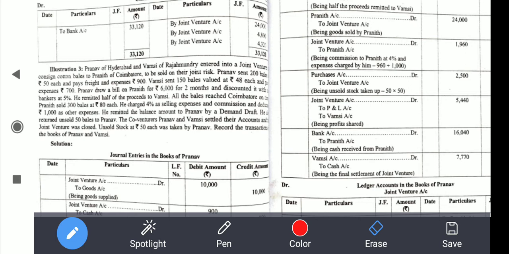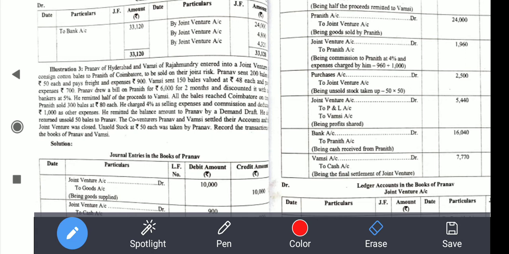Pranith sold 300 bales at 80 each. He charged 4% as selling expenses and commission and deducted 1,000 rupees as other expenses. He remitted the balance amount to Pranav by demand draft. He also returned the unsold 50 bales to Pranav. The co-ventures Pranav and Vamshi settled their accounts and the joint venture was closed. Unsold stock at 50 each was taken by Pranav. Record the transactions in the books of Pranav and Vamshi.